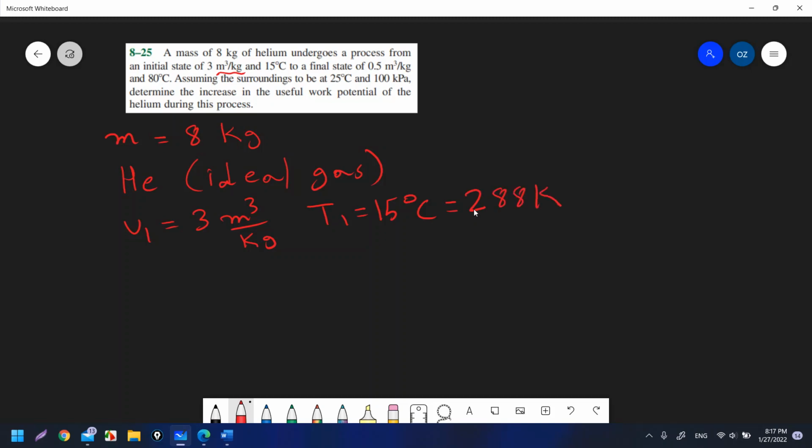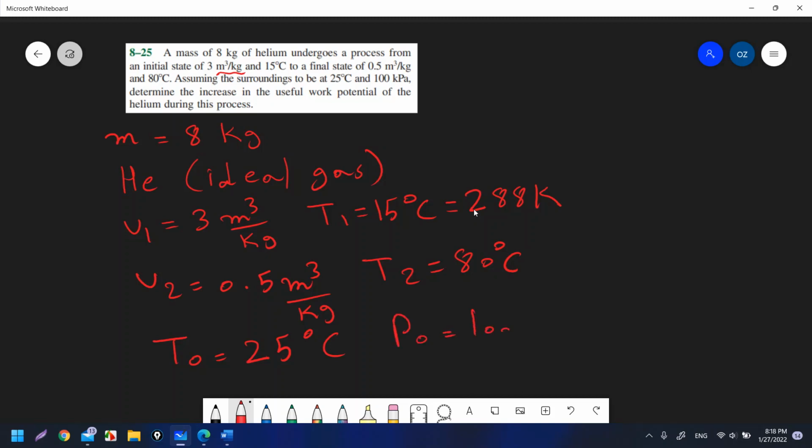You will add 273 to a final state. The process will go to a final state of V2 equal to 0.5 meter cubed per kilogram and temperature of 80 degrees Celsius. Assuming the surroundings to be at 25 degrees Celsius, that is T naught, we denote the properties of environment or surroundings with naught 0, and pressure P naught 100 kilopascal.